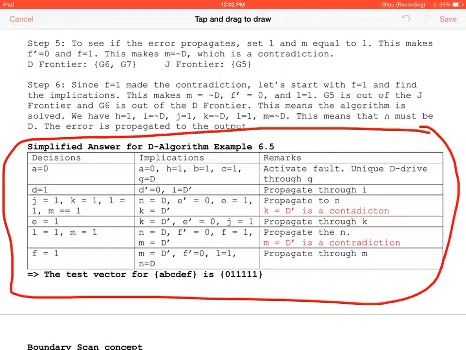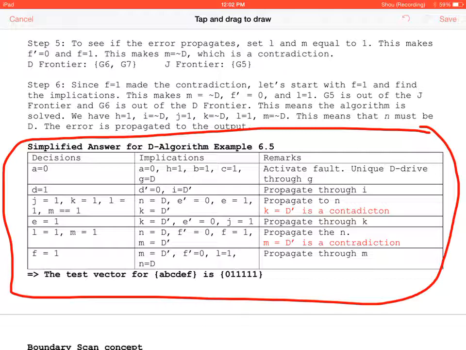We said A was 0. This implied that H was 1 and B and C were 1 because of the inputs of the initial AND gate. We have D on the output. I just added some remarks to help it make sense. So therefore, we guess D is 1, D bar, I is D bar, we propagate it through. In order to propagate it through, we say maybe we have it solved if we set all of the other inputs to that last NAND gate equal to 1, which is what we did here.